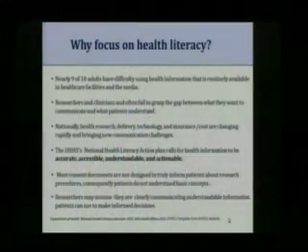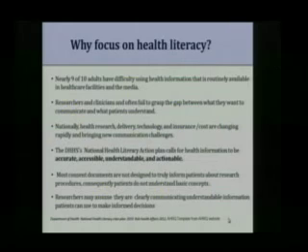So why focus on health literacy? Nearly 9 of 10 adults have difficulty using health information that's routinely available in healthcare facilities. Researchers and clinicians often fail to grasp the gap between what they want to communicate to their patients and what their patients actually understand. Nationally, health research, delivery, technology, and insurance costs are changing rapidly and bringing new communication challenges. And so DHHS's National Health Literacy Action Plan calls for information to be accurate, accessible, understandable, and patients have to be able to act on it.